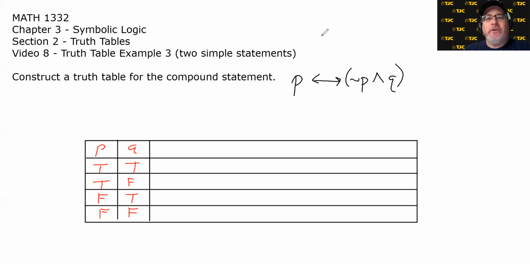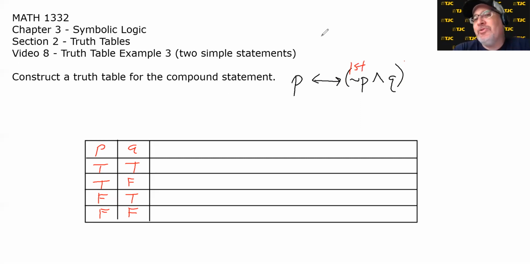All right, so what do we do first? We analyze the compound statement using the hierarchy of connectives to determine the correct order in which to build our table. On the top of the hierarchy are parentheses, which we have, so we need to look inside of there first. Inside of that parentheses is a conjunction and a negation. And according to the hierarchy, which one takes precedence? The negation. We're going to do the negation first.